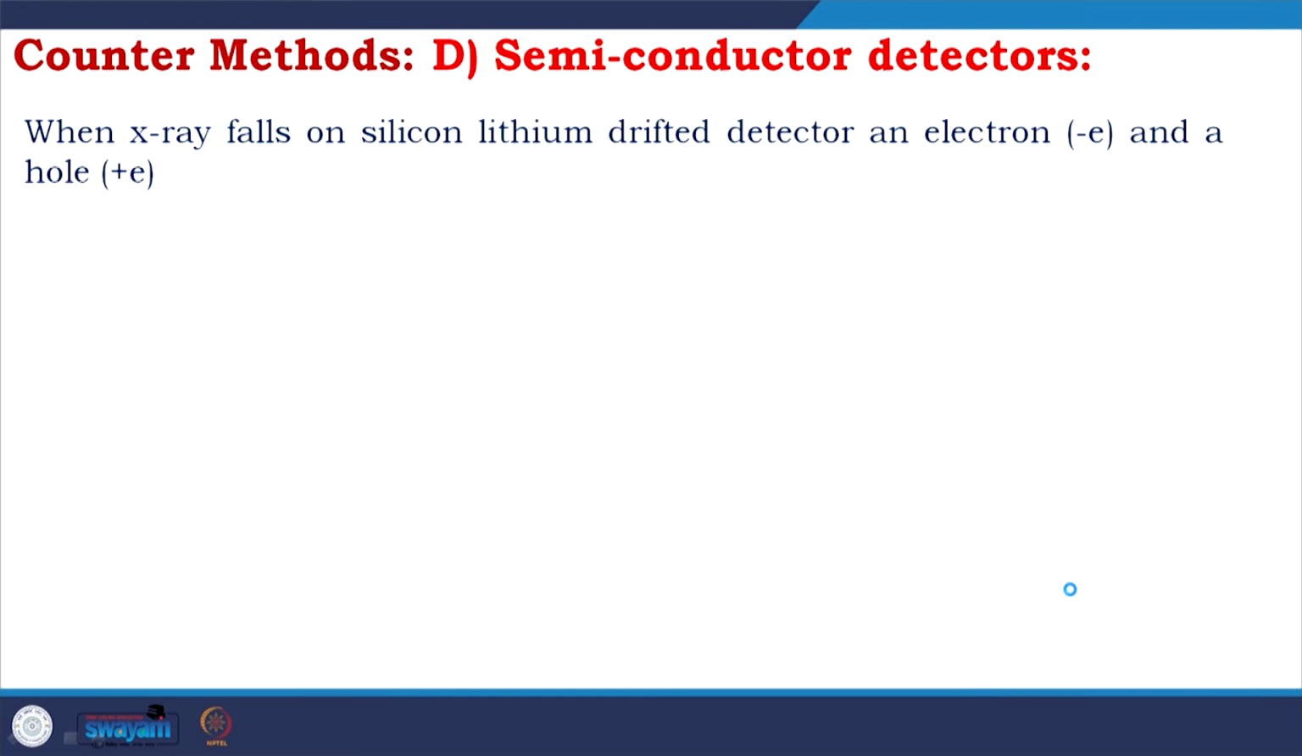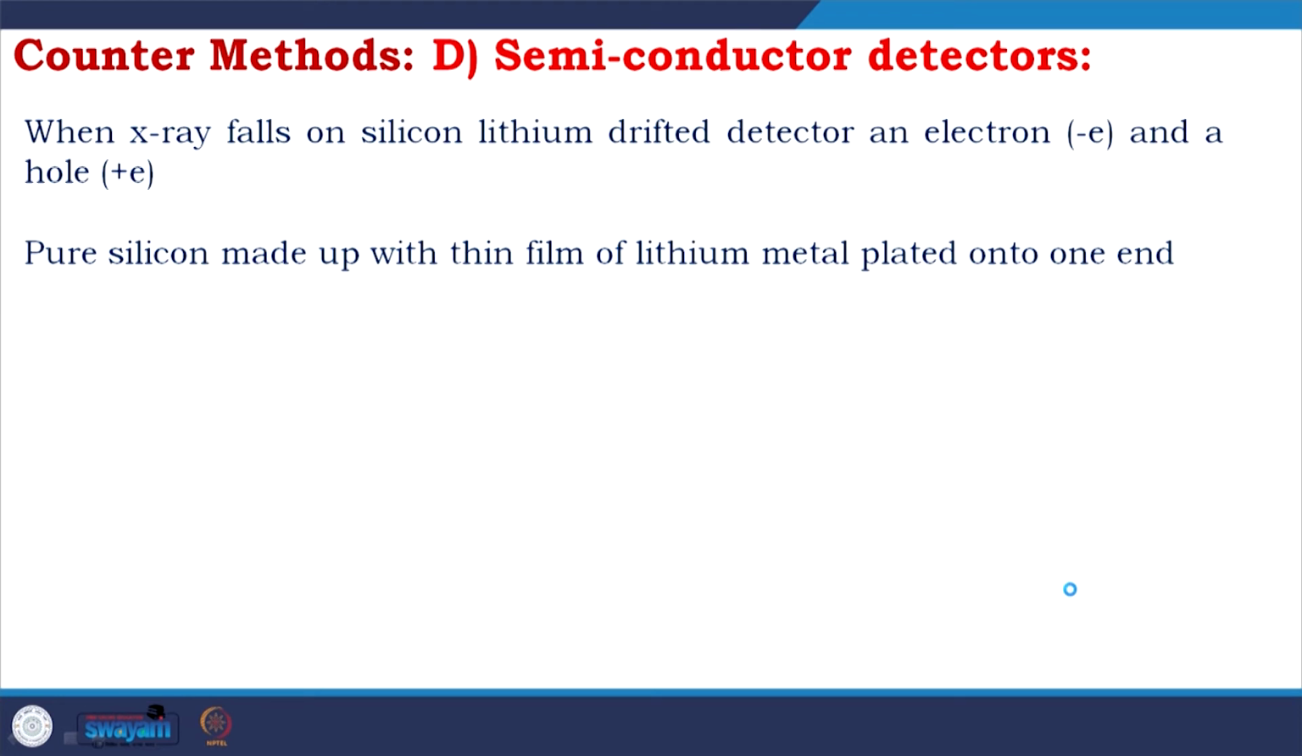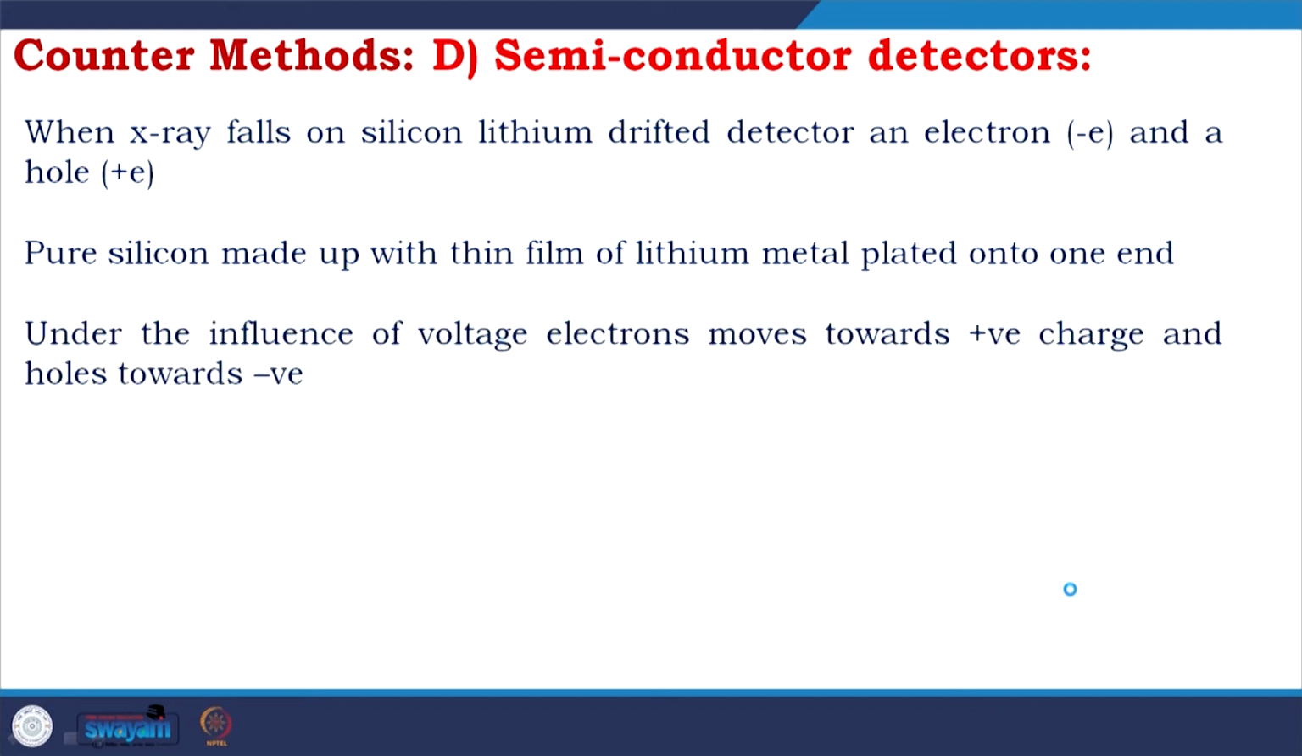Semiconductor detector: while X-ray falls on the silicon lithium drifted detector, electron and hole pairs are produced. This is the PIN diode technology. Pure silicon has a thin film of lithium metal plated on one end, and under the influence of voltage, electrons move towards the positive charge and holes towards the negative.